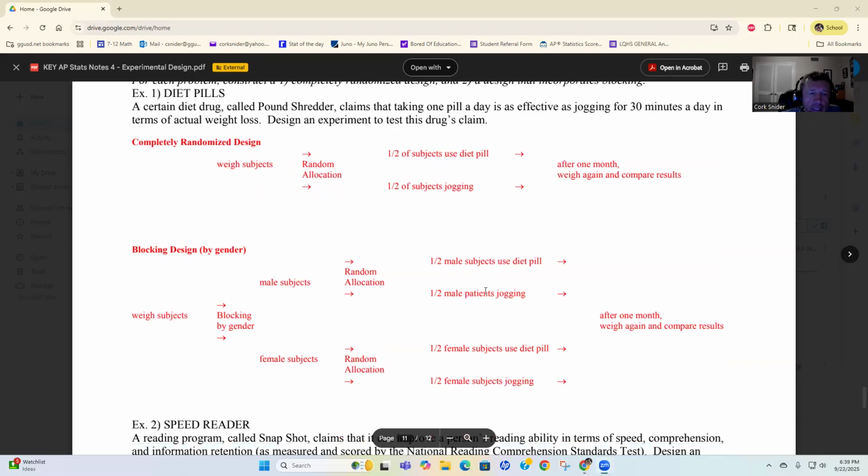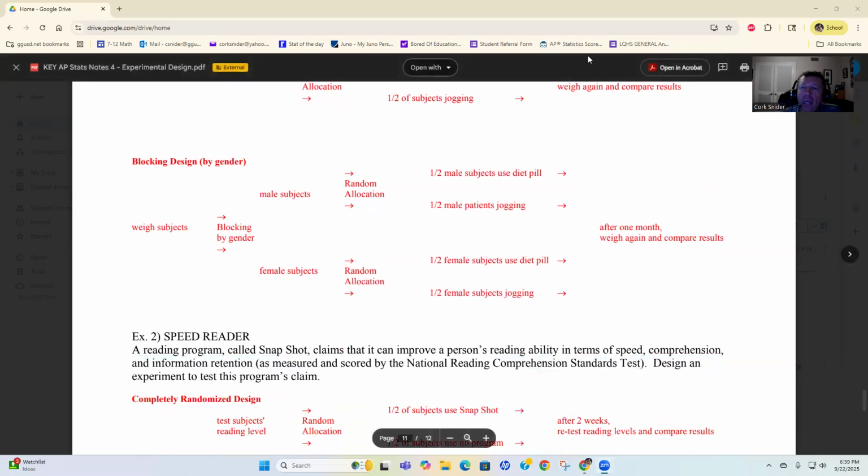Or you could do an experiment by blocking on this. Now, again, the block that I'm choosing is just blocking by gender, because males and females probably would react differently to diets. Because they have different hormones and stuff. So males and females, these should be roughly the same. Now, within this male population, they should be about the same overweightness, if that's a term, and the females as well. Random allocation. Again, I like to put little squares around it.